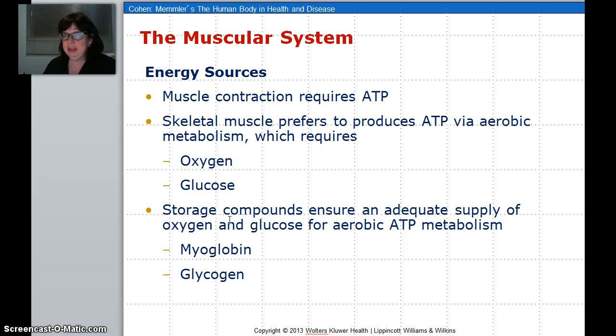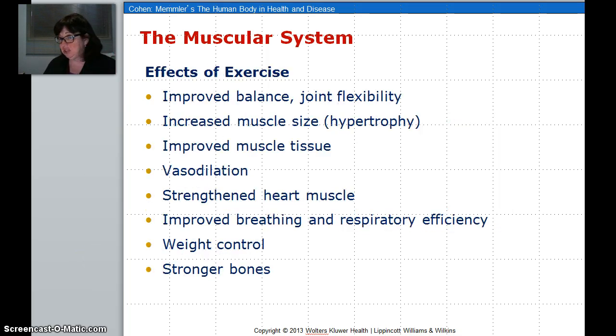You may have heard the term hemoglobin. Myoglobin has greater affinity for oxygen, and it will store it. Glycogen is the storage for glucose in the liver. Okay, so this is stored. Exercise is good. It improves balance, increases muscle, makes you look good. It helps with vasodilation, keeps your heart strong, and keeps you healthy.